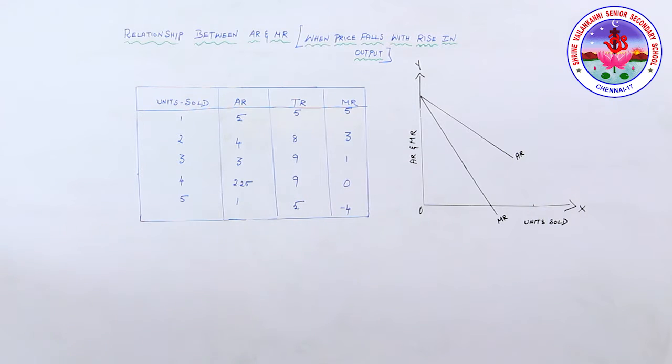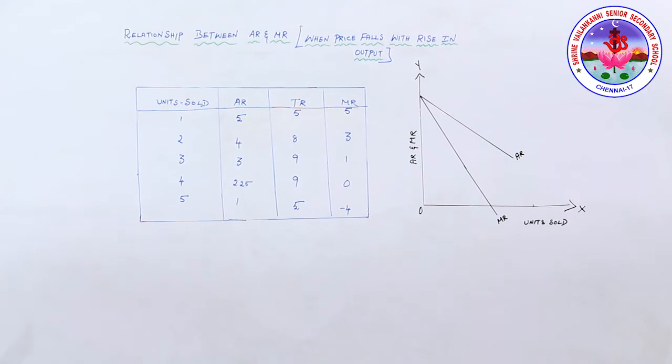Now, when firms can increase their volume of sales, how? Only by decreasing the prices, that is under imperfect competition. So what will happen? The average revenue, AR, falls with increases in sales. So the revenue from every additional unit, that is your marginal revenue, will be less than average revenue. So both average revenue and marginal revenue curves slope downward from left to right.